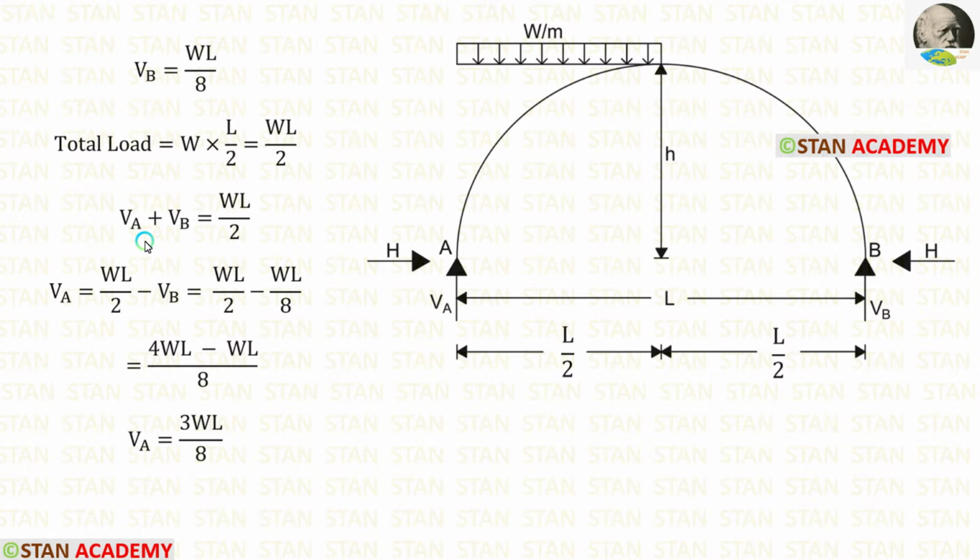The summation of upward forces is equal to summation of downward forces. The upward forces are VA and VB. So VA plus VB is equal to the downward force WL by 2. We have already calculated VB. We can apply that. Then take LCM. For taking LCM, we can multiply the numerator and denominator by 4. 4 WL minus WL, we will get 3 WL. Finally, we are getting VA is equal to 3 WL by 8.